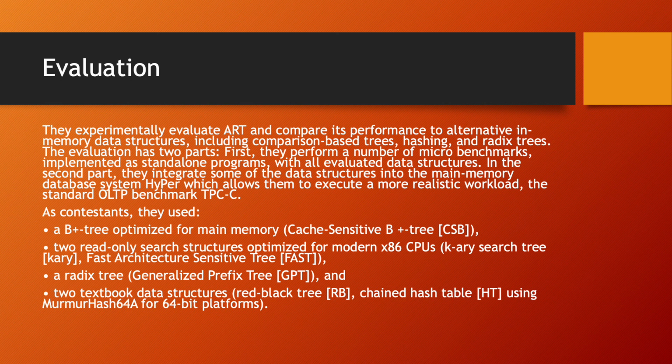As contestants, they used a B+ tree optimized for main memory, the cache-sensitive B+ tree, also called CSB+. Then a read-only search structure optimized for modern x86 CPUs, that is the FAST search tree, or Fast Architecture Sensitive Tree, also called FAST. Third, a radix tree, which is specifically the generalized prefix tree, or GPT for short. Then fourth, two textbook data structures, the red-black tree and a chained hash table using MurmurHash64A for 64-bit platforms.